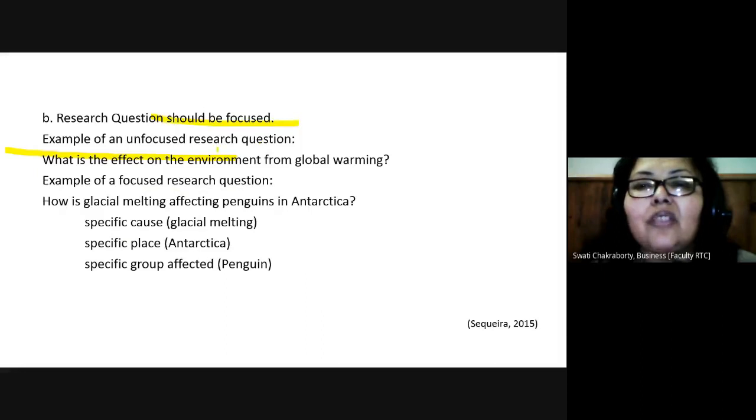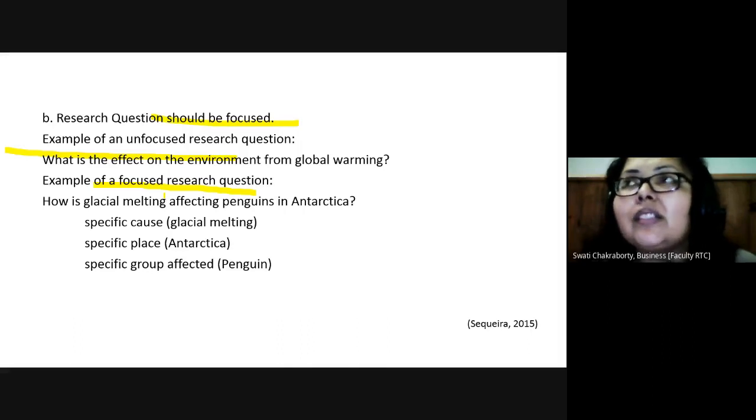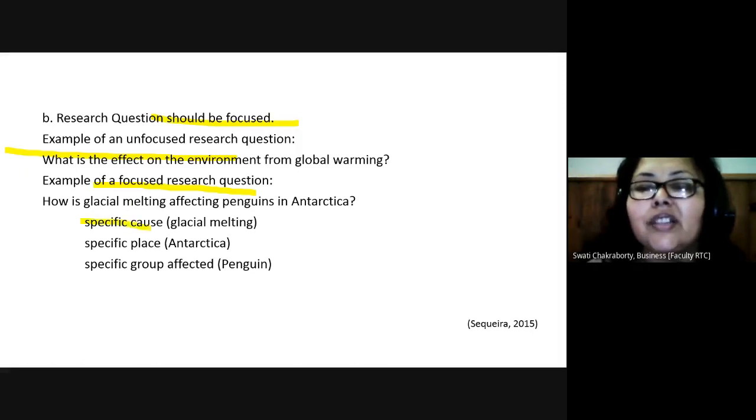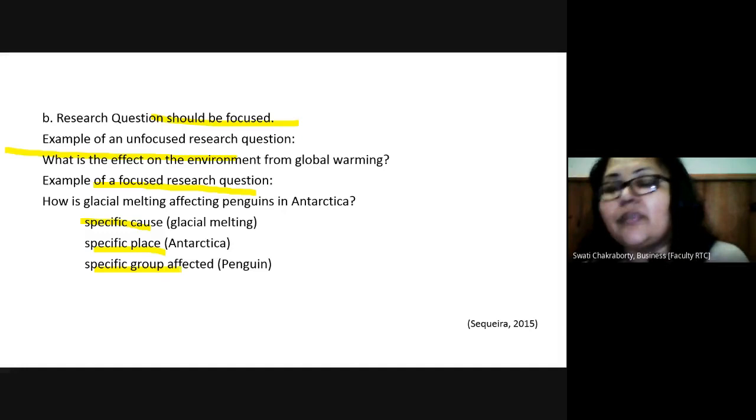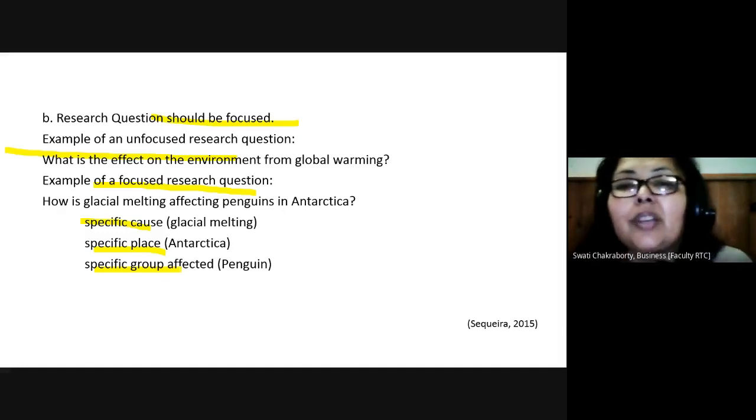So an example of an unfocused research question: what is the effect on the environment from global warming? That's too general. A more focused question is, how is glacial melting affecting penguins in Antarctica? It's still related to global warming, but it's glacial melting, more specific. So the specific cause is glacial melting, the specific place is Antarctica, and the specific group which is affected is penguins.